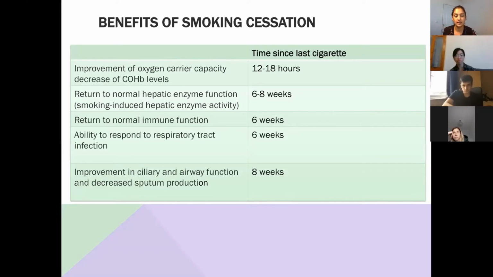So if a patient is elective, then you can optimize them by trying to ask them to stop smoking. Good luck with that. But just a few days, even a few days before, or stopping smoking a few hours before, can be beneficial. So definitely always advise patients to stop smoking.